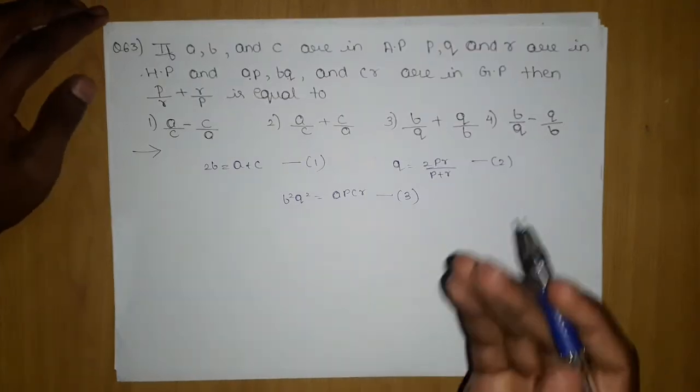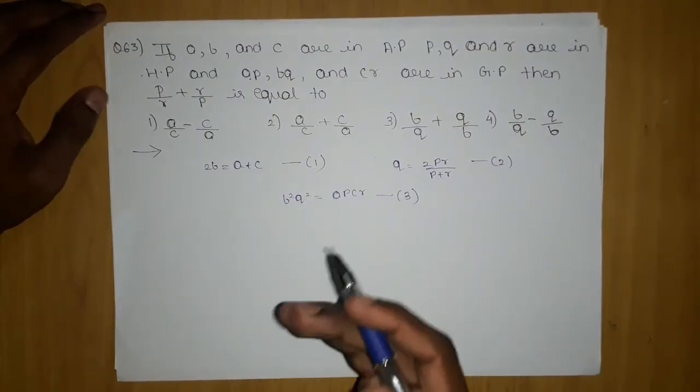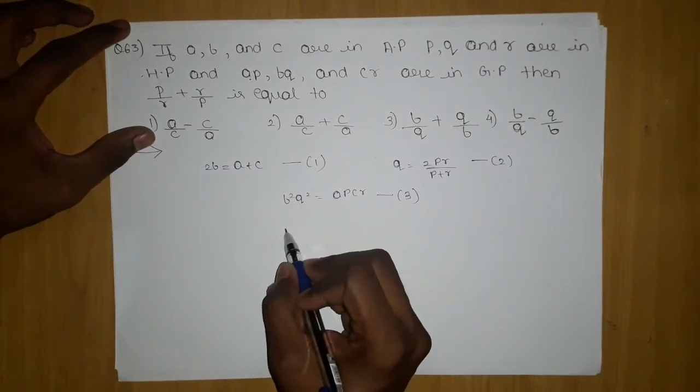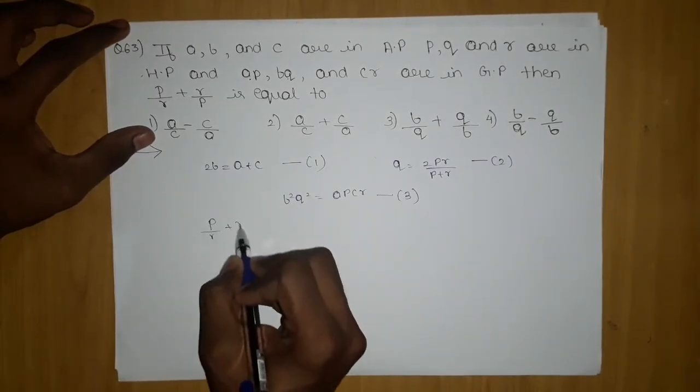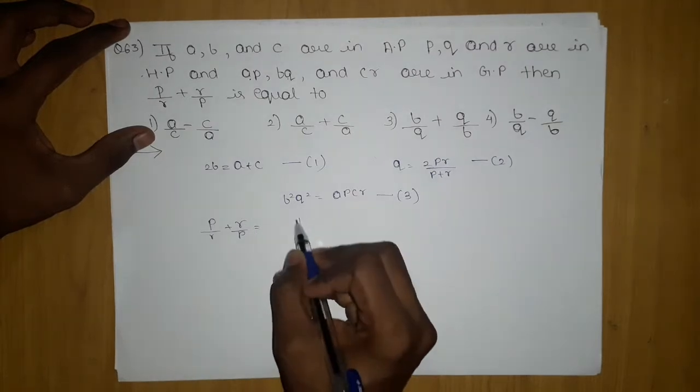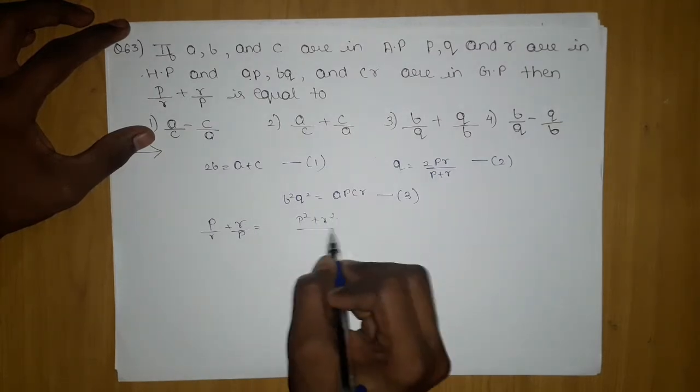Now the real thing: they are asking us to find the value of P by R plus R by P. To find that value, first I write P by R plus R by P. Then I cross multiply: P square plus R square upon RP.